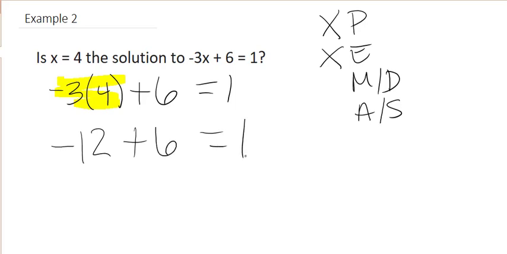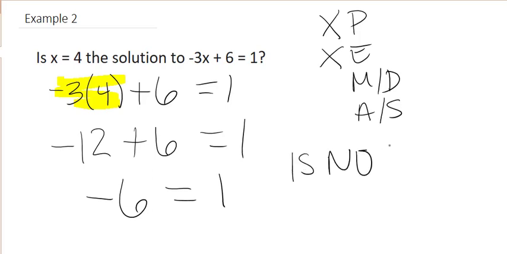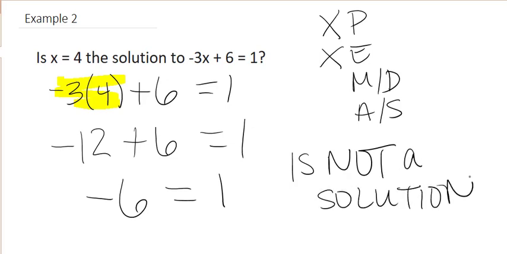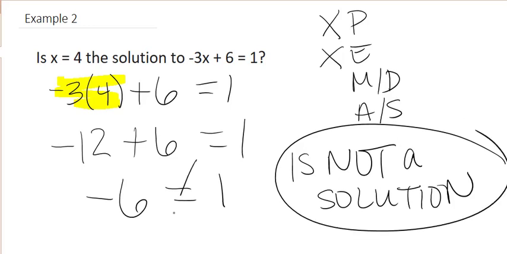Now, negative 12 plus 6 is negative 6, which actually does not equal 1. So we would say that x equals 4 is not a solution. And we could put a slash through the equal sign to show that this is not an equal expression on both sides. So let's go back over another example.